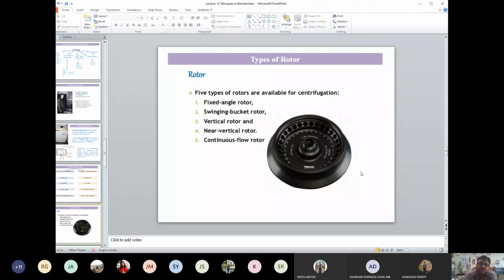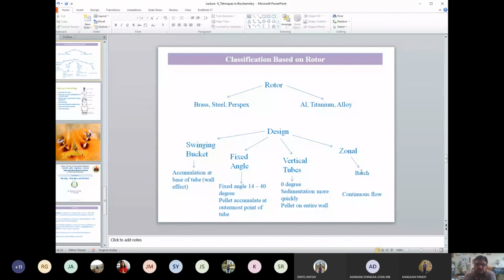So let me repeat once. Whatever rotor we are going to use, based on the angle of orientation, it has been classified into 5 different types. We have a fixed angle rotor, a swinging bucket rotor, a vertical rotor, a near vertical rotor, and then a continuous flow rotor.